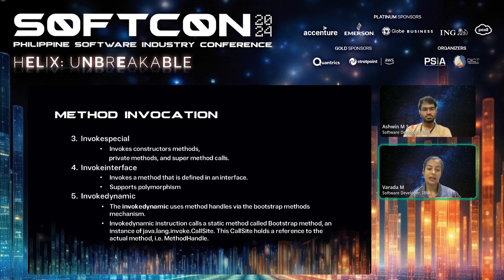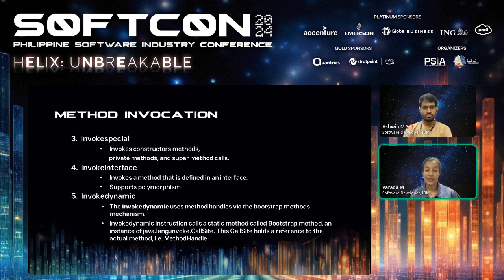And then we have invokeinterface. The invokeinterface instruction is used by the JVM to invoke a method on interfaces. There will be multiple classes using the same interface, right? That is, it supports polymorphism. When a call is made to invoke a particular method, the JVM dynamically and automatically figures out which particular class implementation needs to be invoked.